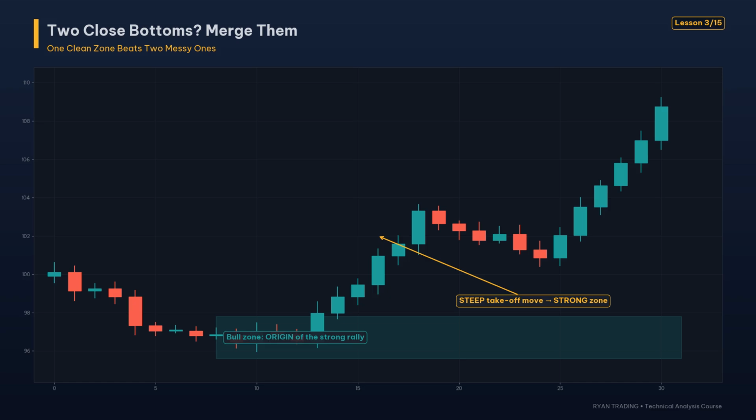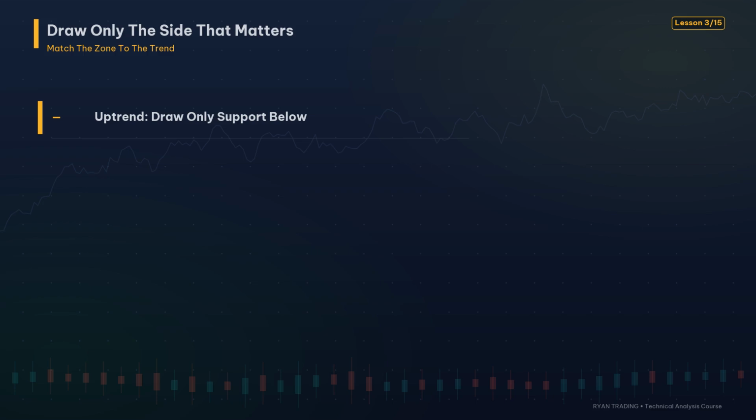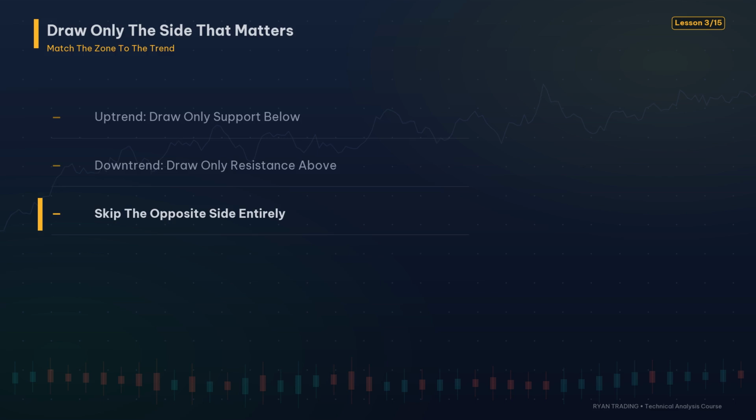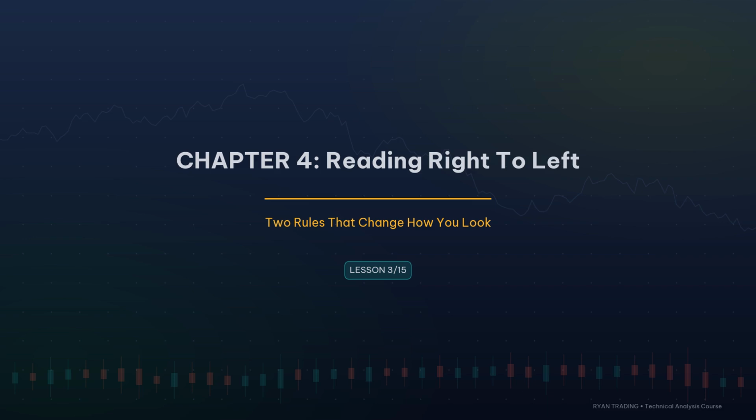If two bottoms sit nearly level with each other, merge them into a single zone instead of drawing two separate cluttered lines. In an uptrend, only draw the support zone sitting below. In a downtrend, only draw the resistance zones above. Skip the opposite side entirely, it just adds noise. Chapter 4. Reading right to left.